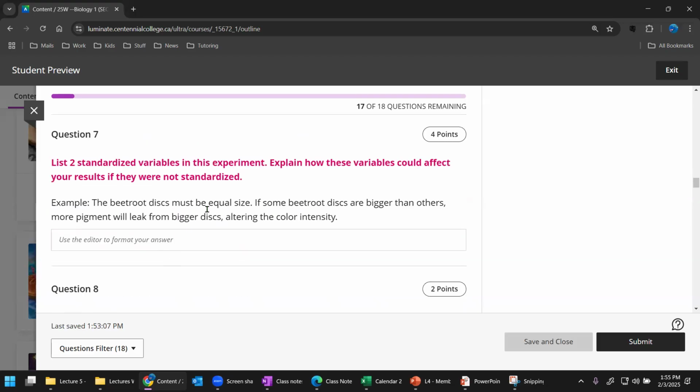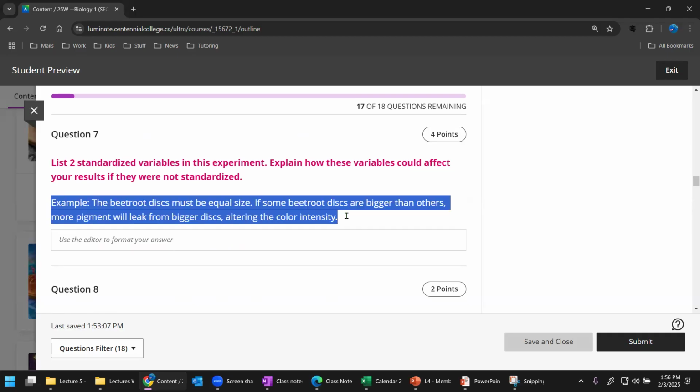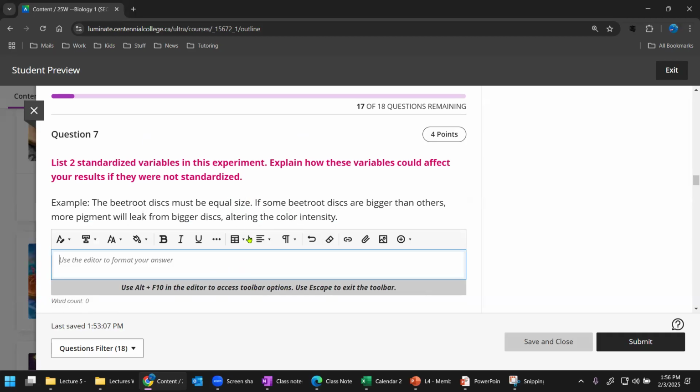Standardized variable. If you don't know what it is, then go back to lecture 1. I gave you an example here to help you. Do not use this example in your answer, obviously. Some people forget that and use the same thing. Then I will only be able to give you half the points.